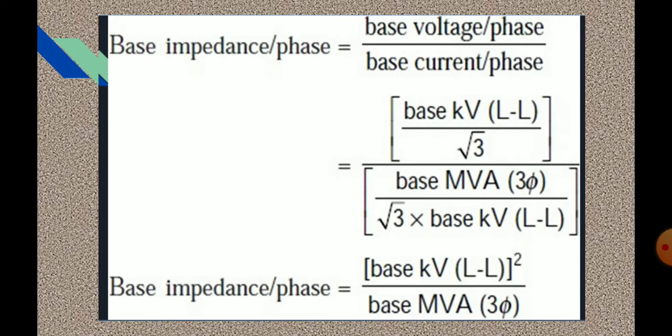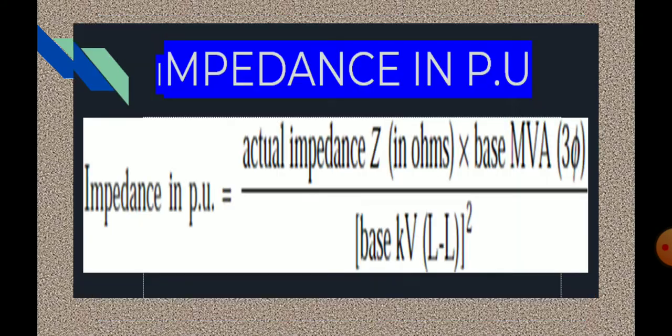Next slide, base impedance per phase. Z is equal to V divided by I. That is the general formula. V should be represented as base voltage per phase divided by base current per phase. Base voltage means base kilovolt line to line divided by √3, and this current I is equal to base MVA divided by root 3 into base kilovolt line to line. So the final base impedance per phase is equal to base kilovolt line to line square divided by base MVA 3 phase. So this is the impedance in per unit formula. Actual impedance Z in ohms into base MVA 3 phase divided by base kilovolt line to line the whole square.